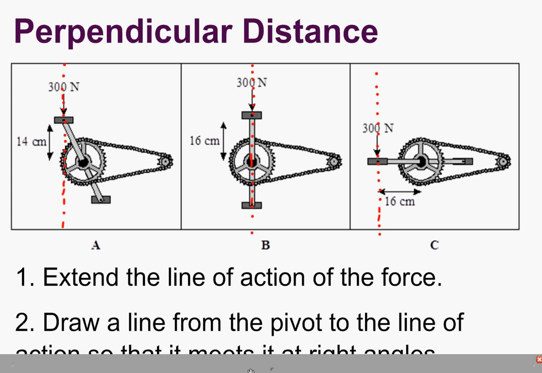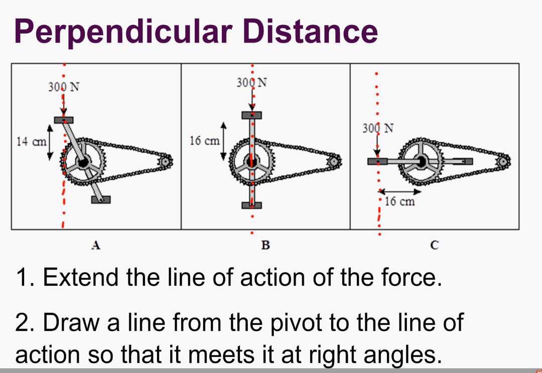Then you want to draw a line from the pivot to the line of action so that it meets it at right angles. So if I go from the pivot here to the line of action, I want that line that I've just drawn to meet the line of action at right angles. Now this one has not met it at right angles, so that is not the perpendicular distance. Okay, let's get rid of that.